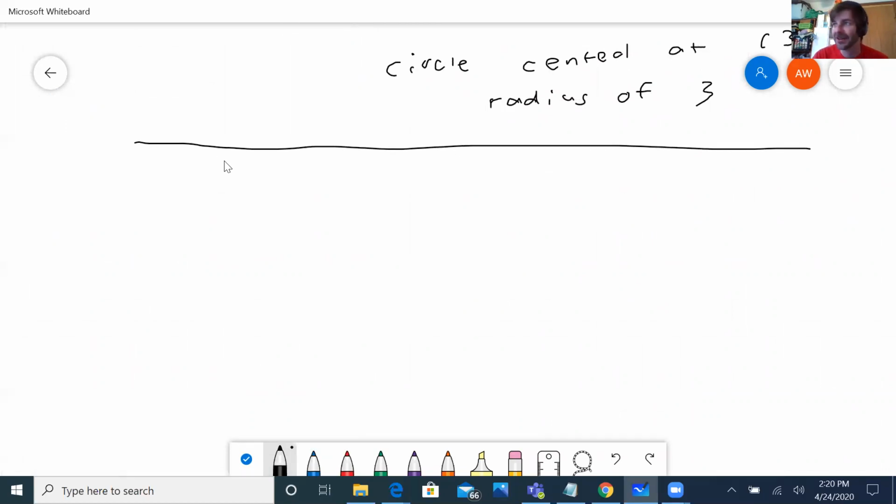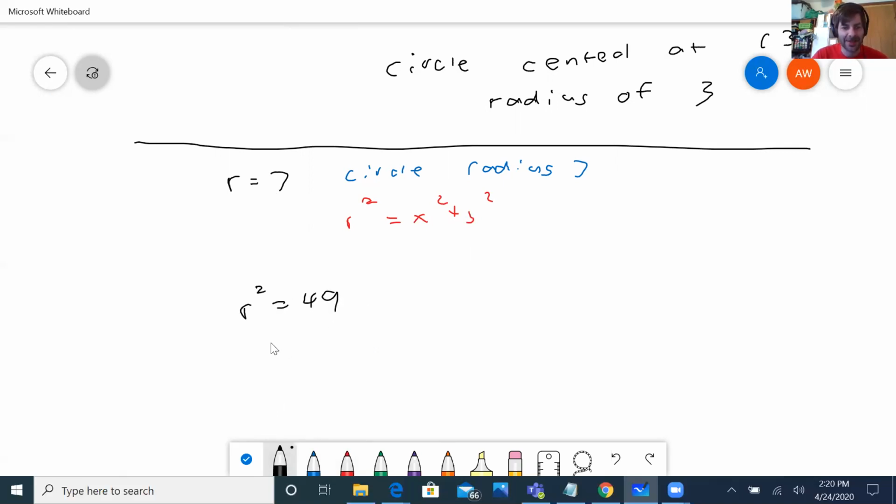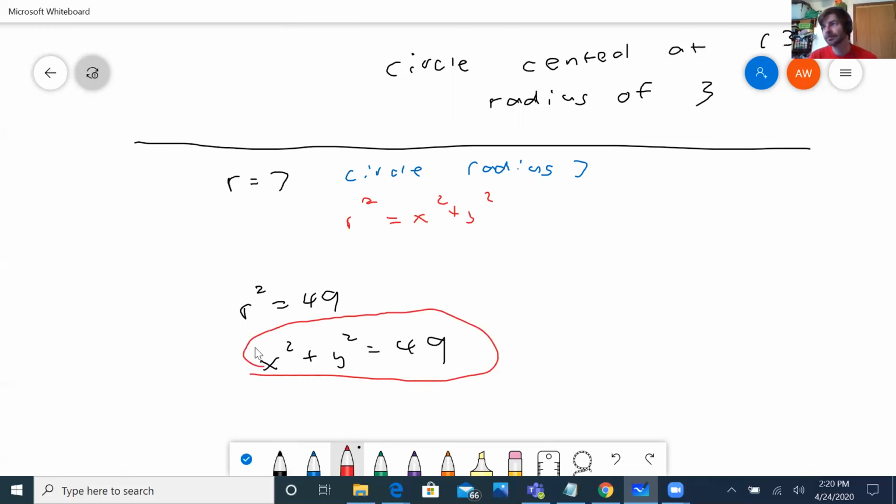Okay, the next one they give us is much nicer. They give us r equals 7, which I guess I already know what that is, right? That's the circle with the radius 7. But what am I going to do? I want to have r, and I don't really have a thing for r. What I have is that r squared is x squared plus y squared. So I'm going to use r squared equals 49, and then I'm just going to sub that right in there. x squared plus y squared equals 49. And there I go. Circle of radius 7, which we already knew.